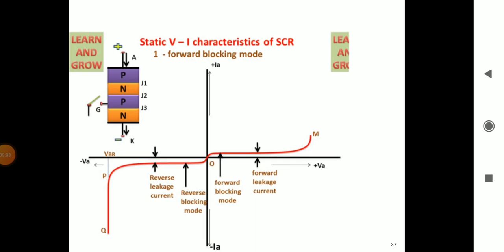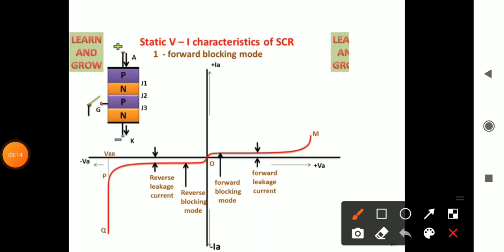Another mode of operation is forward blocking mode. In forward blocking mode, as the name says, the anode is connected to the positive terminal and the cathode K is connected to the negative terminal. Cathode is represented by the symbol K and anode by the symbol A.